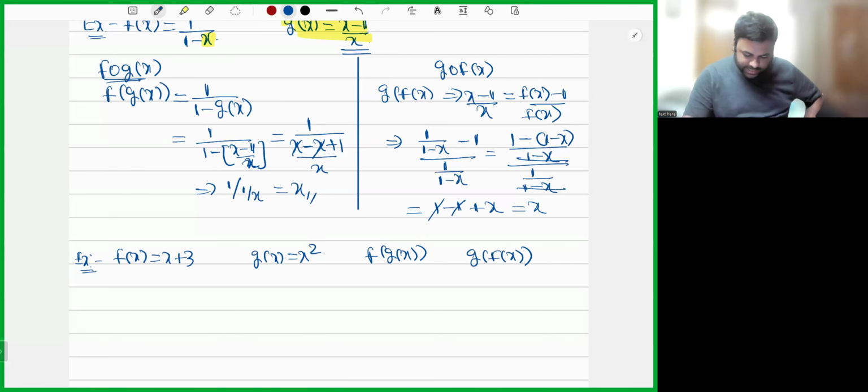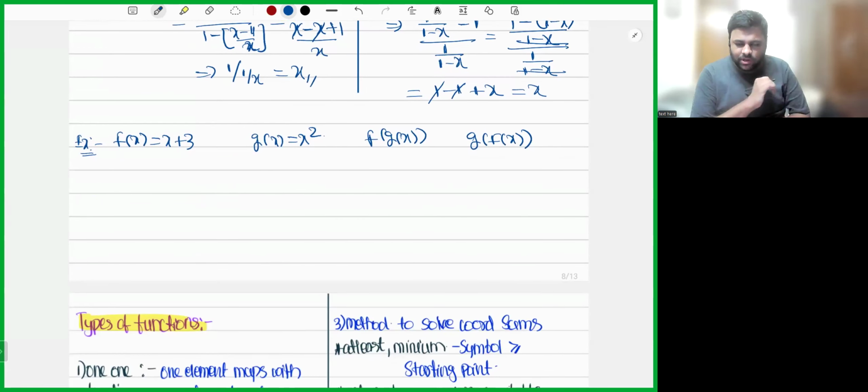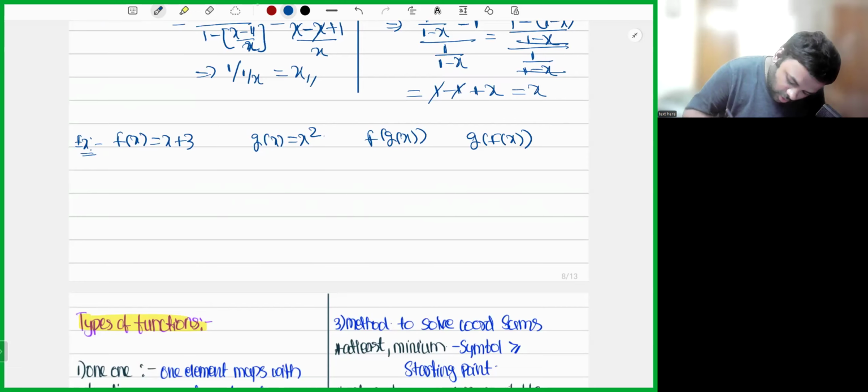So I hope you got the answers, my dear friends. F of x is equals to x plus 3. G of x is equals to x square, right? First, f of g of x. Instead of x here, I'll substitute g of x. X square plus 3.